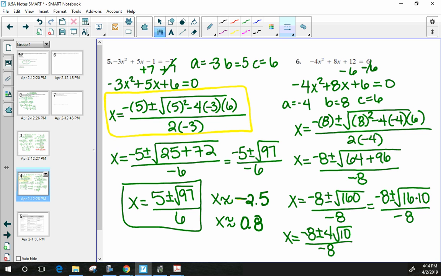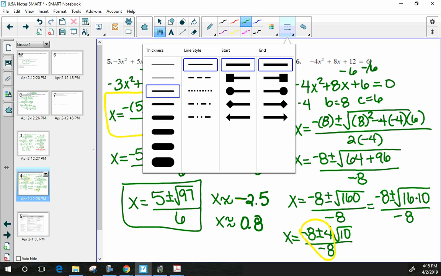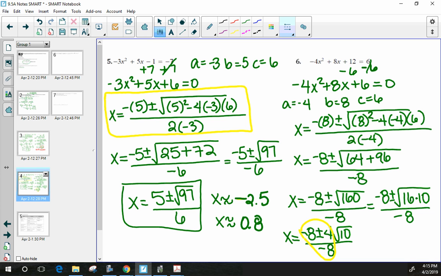And then I want to recognize that there's a GCF among all three of these whole numbers. I know that negative 4 goes into all of that. That's probably the easiest to do here. So I can divide everything by a negative 4 and just leave this answer as 2 plus or minus the square root of 10 over 2. Everything is divisible by a negative 4 there. And that is the simplified radical form solution.